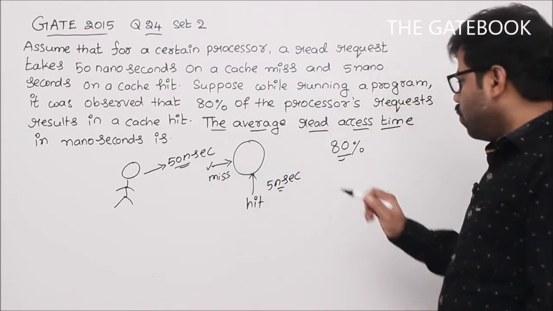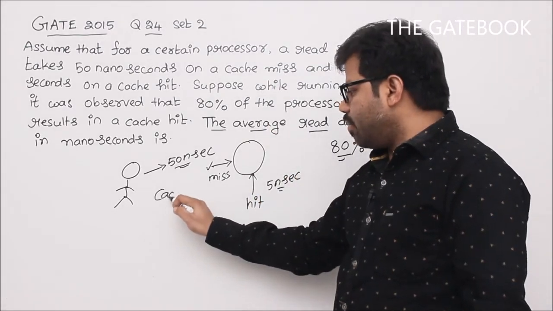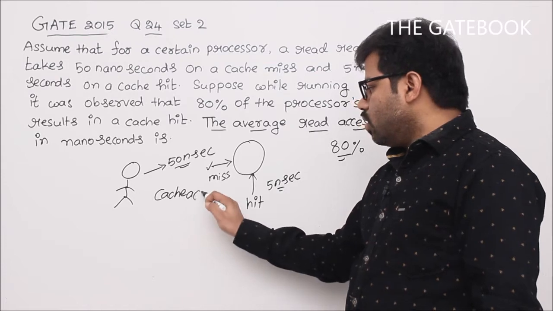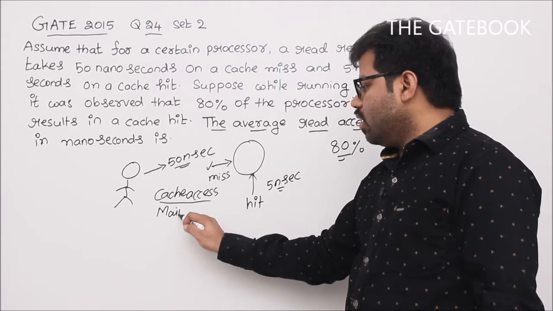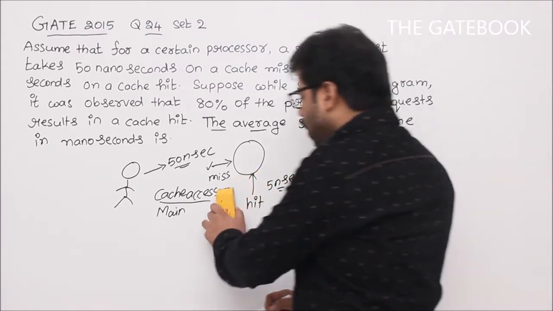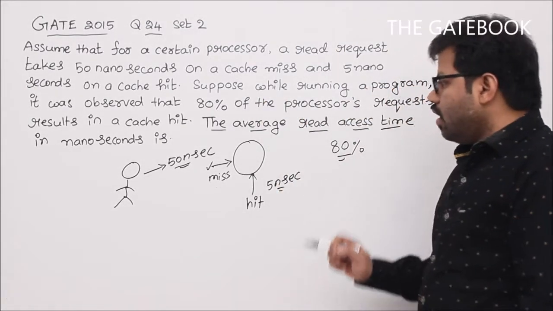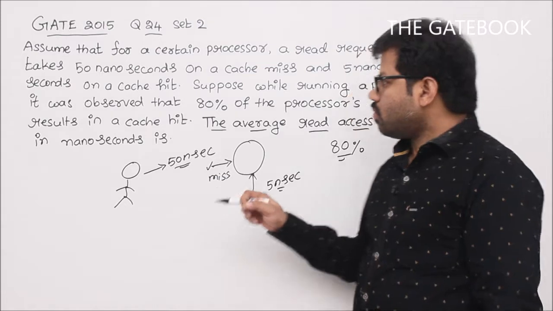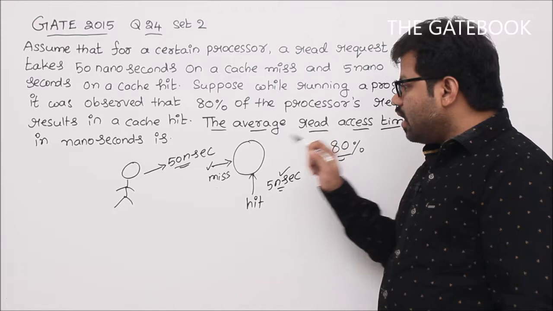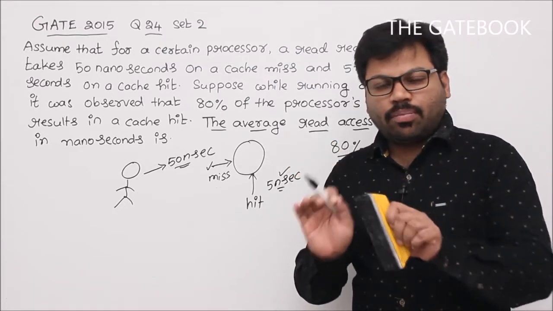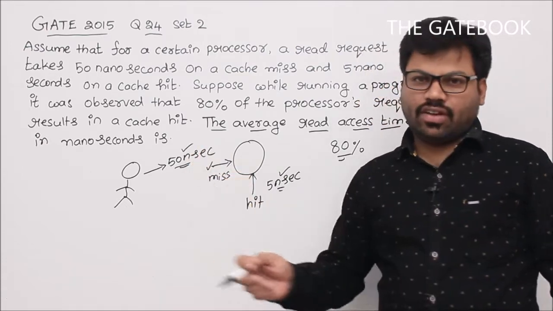Let me divide the problem into two cases. Remember one thing: they have not given you the cache access time or the main memory access time. So you don't need to worry about cache access time and main memory access time. They have given the values in a different way. Whenever there is a cache hit, it takes just 5 nanoseconds to get the data. Whenever there is a cache miss, what the processor does doesn't matter for us, but at the end of the day we have a penalty of 50 nanoseconds.